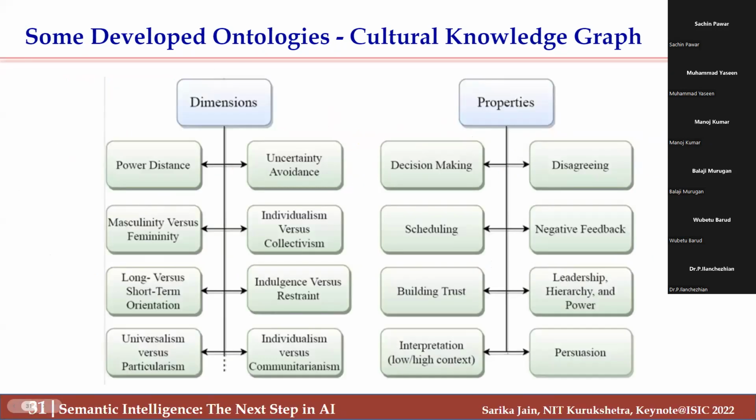The various dimensions that have been covered for the cultural knowledge graph, a partial list, have been provided here, and a partial list of properties has been provided here. Power distance, indulgence versus restraint, long versus short-term orientation, and so on. Masculinity versus femininity, because all these parameters go a long way when we need to consider the culture of a particular locale.